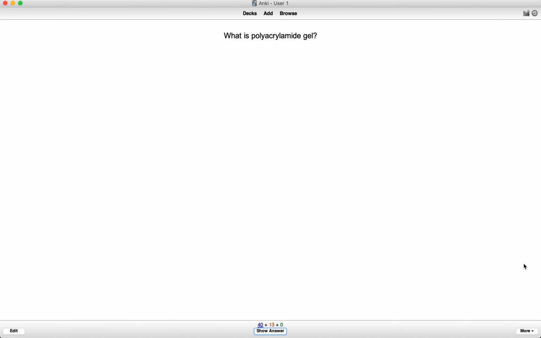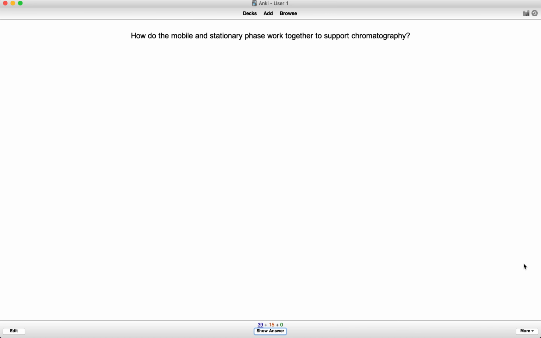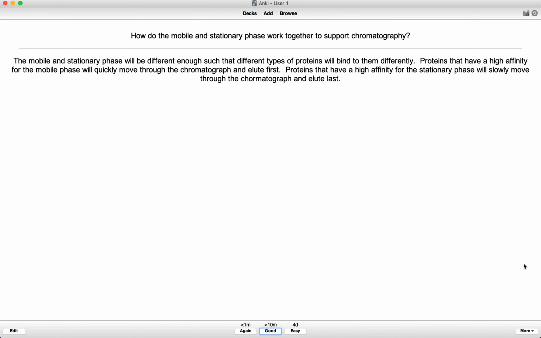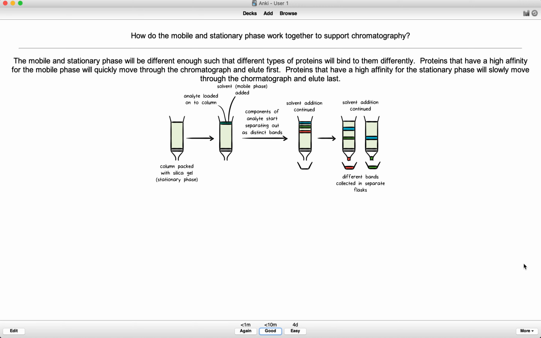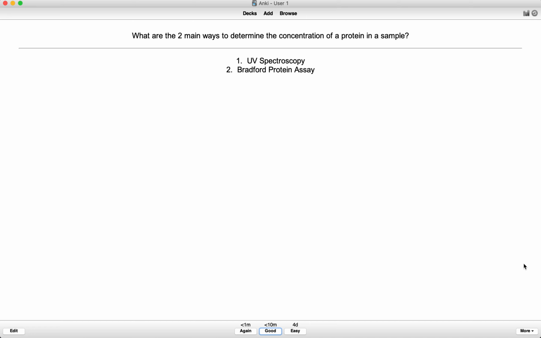The polyacrylamide gel is the standard medium for protein electrophoresis. It is a porous mixture with a solid that acts like a sieve, so it slows down larger particles while small particles pass easily. Okay. Mobile phase moves, stationary phase stays. Bradford protein assay, and UV spectroscopy.